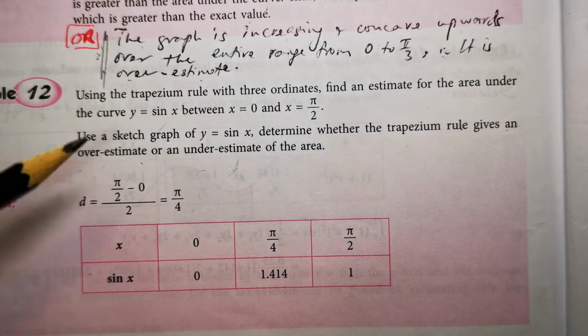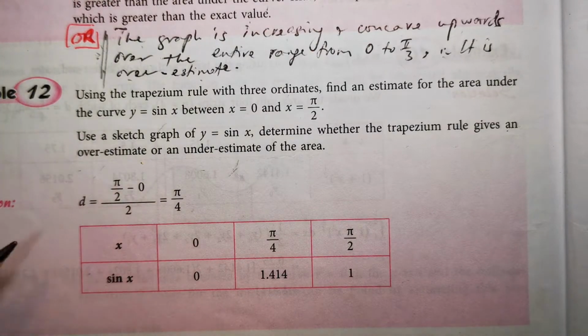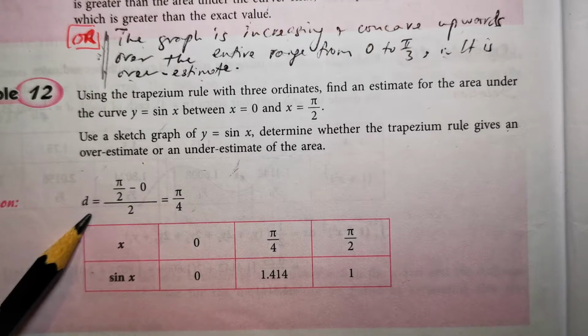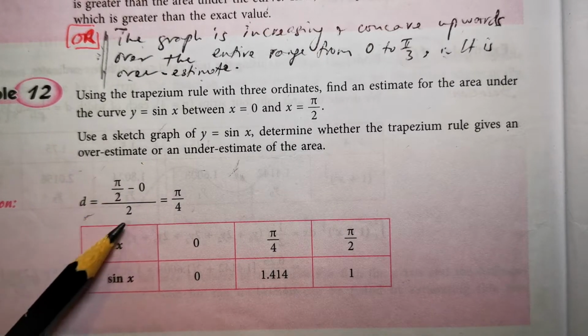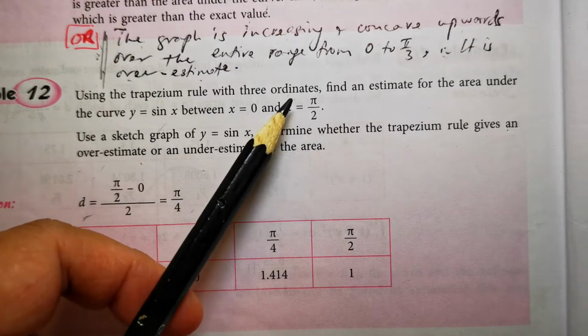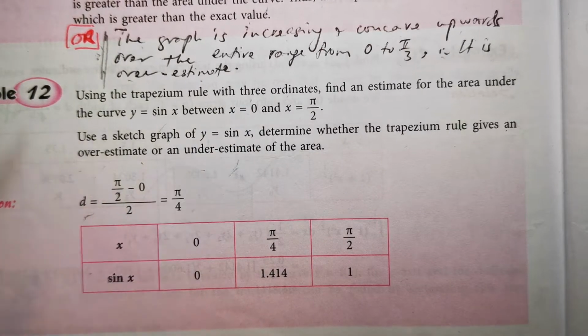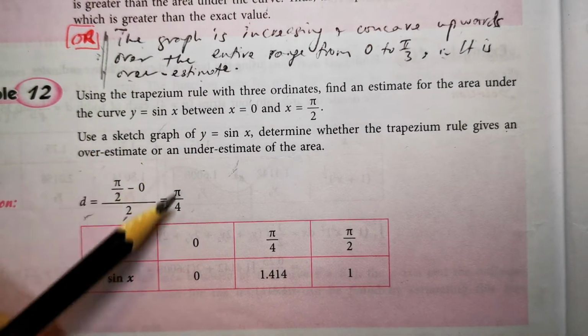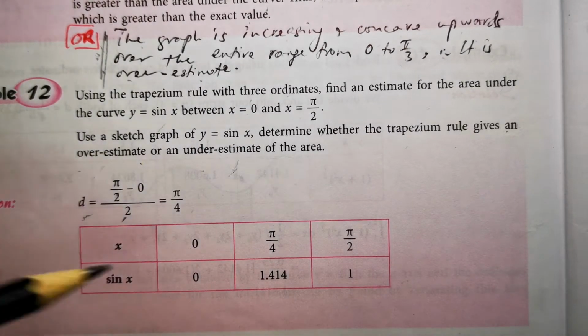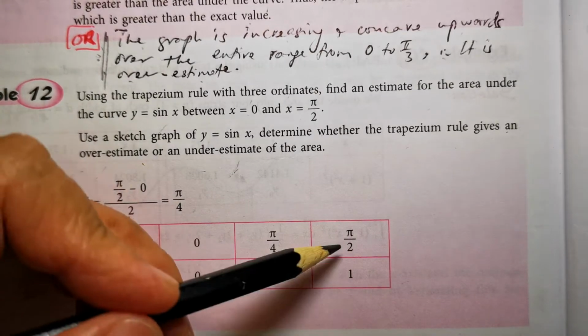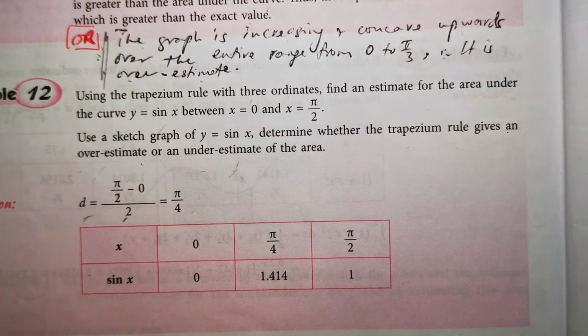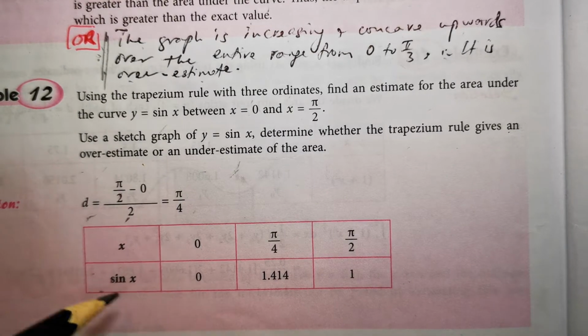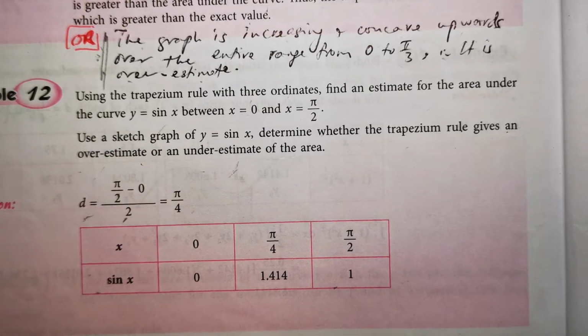This one, they have not given us all the ordinates, so we have to calculate d. From 0 to pi over 2, because there are 3 ordinates, n is 2. So d is pi over 4, which means start from 0, each time add pi over 4. So only 3 ordinates, 2 strips actually. Then calculate sin x using the calculator.